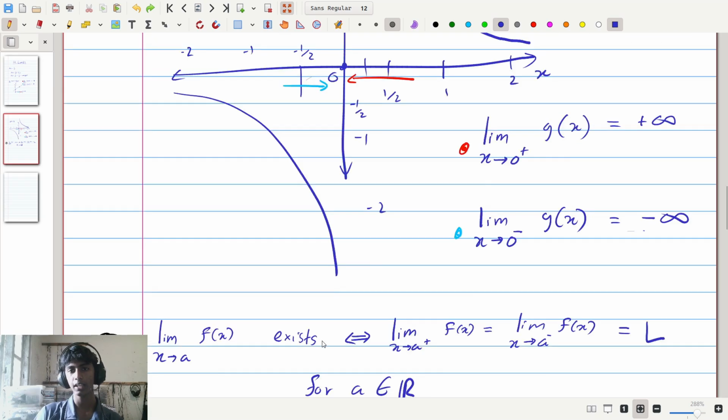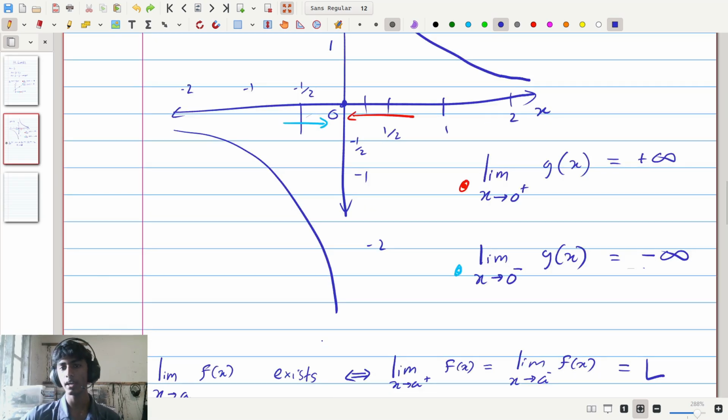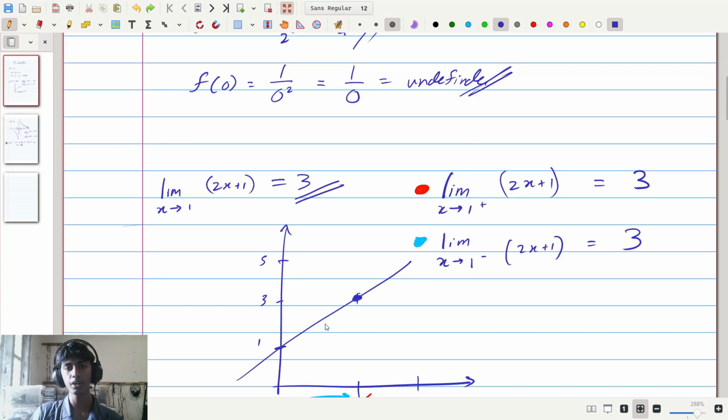If not, then the limit from the right hand side, or limit as x goes to 0 in the plus direction, is one value, and the limit as x goes to 0 from the minus direction is another value, then the limit as x approaches 0 in general does not exist. Because from the right side it's one value, from the left side is another value. Over here, above here, we could say that the limit as x approaches 1 of 2x plus 1 is equal to 3 because the red limit or the right hand side limit and the blue limit or the left hand side limit both agreed on the same value, 2x plus 1 equal to 3.